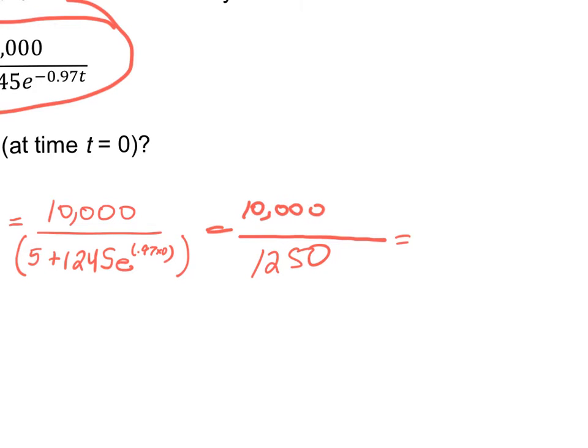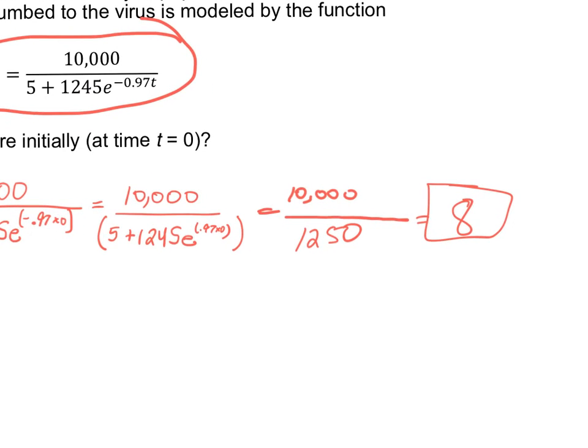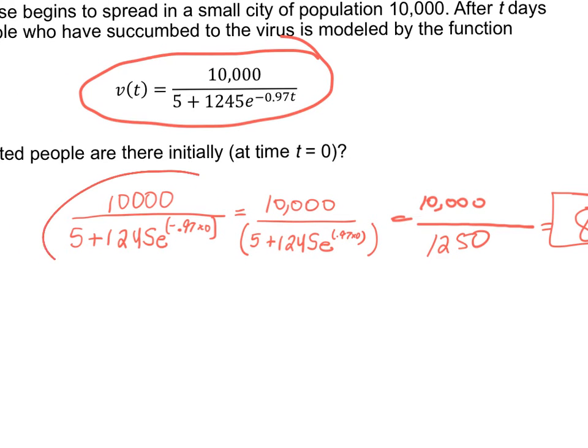What'd y'all get? 9.6. 8. Do it again. 10,000 divided by 1250. Pay attention to what I'm doing, please. It's 8. Now, most of you should be able to do this step all at one time in your calculator.